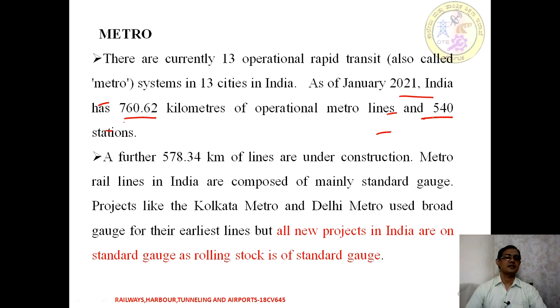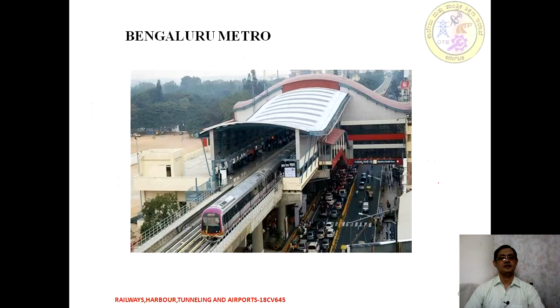As a further requirement, another 578 kilometers of line is still under construction. So metro line in India is always going to be using the standard gauge, so try to keep it in mind. Whatever the metro, it maintains a standard gauge instead of the broad gauge. Only in Delhi, I think in the earlier phases, they had used the broad gauge for construction. So all new projects in India are now standardized to use the standard gauge for the rolling stock.